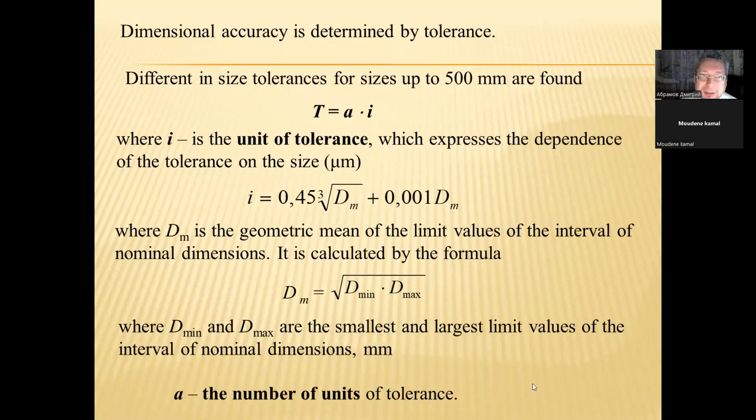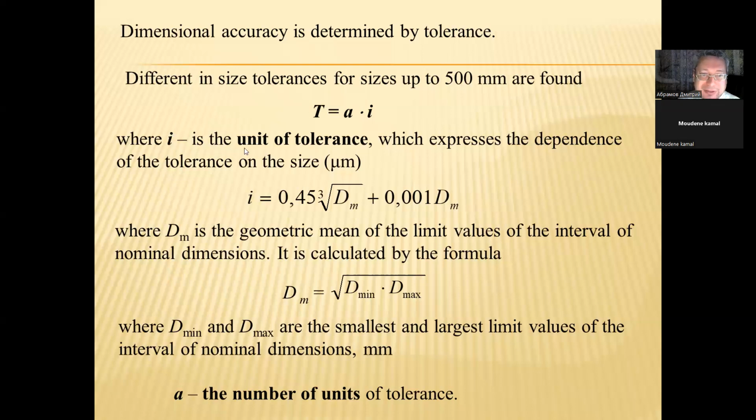Dimensional accuracy is determined by tolerance. Different in size tolerances for sizes up to 500 millimeters are found by the formula T equals A multiplied by I, where I is a unit of tolerance.